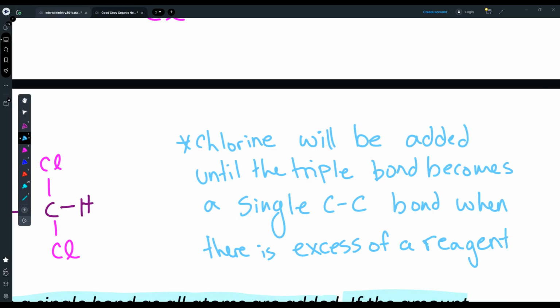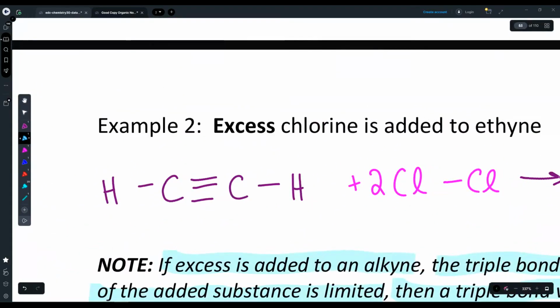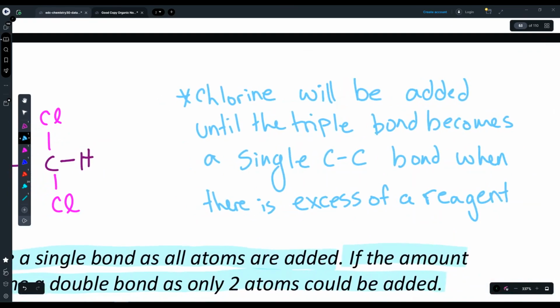So when I say when there's excess of a reagent, I'm not talking about the hydrocarbon, I'm talking about the other non-hydrocarbon reagent.